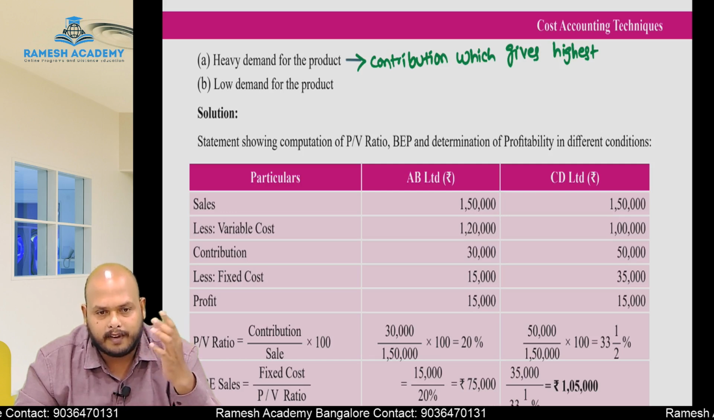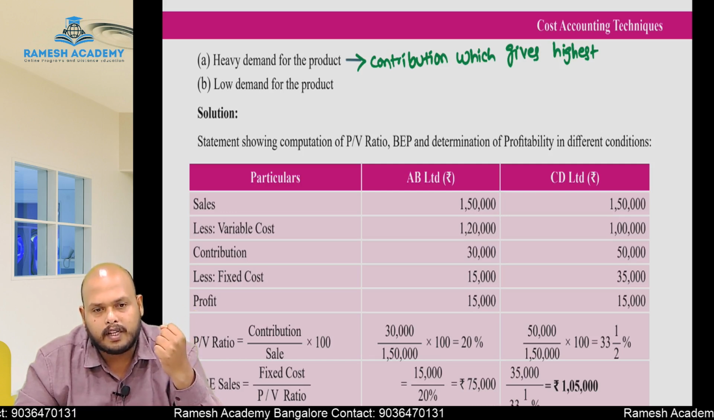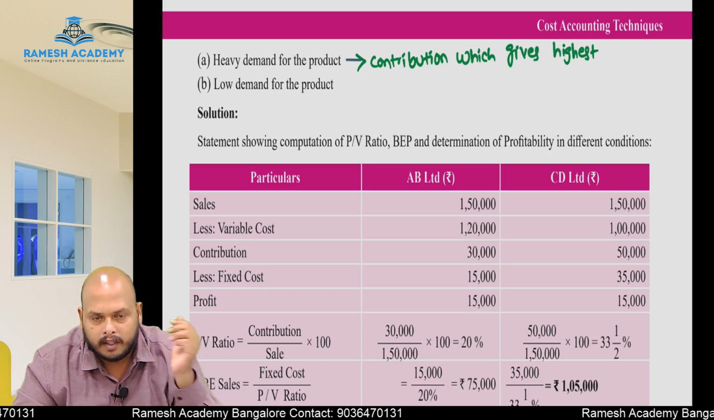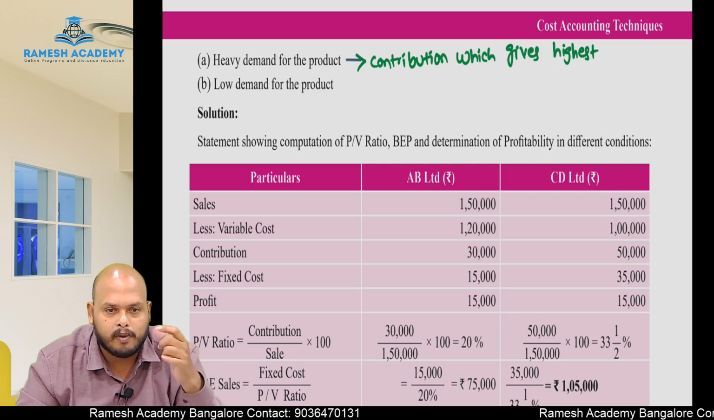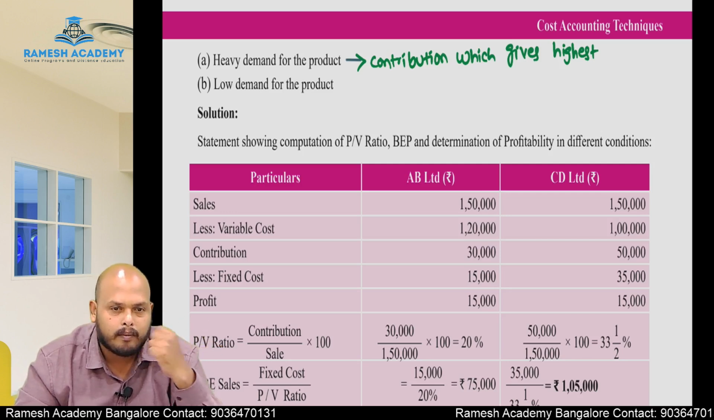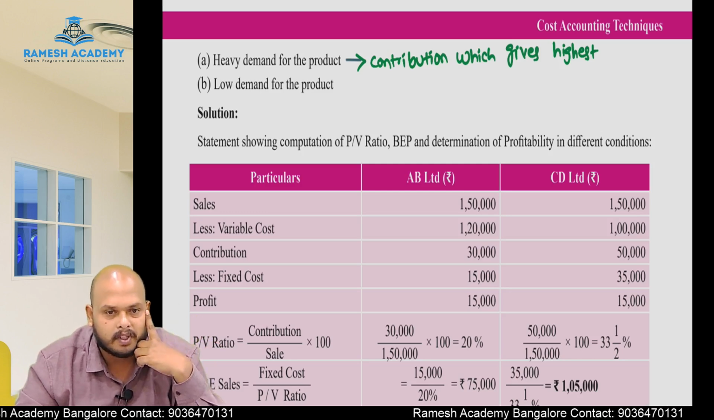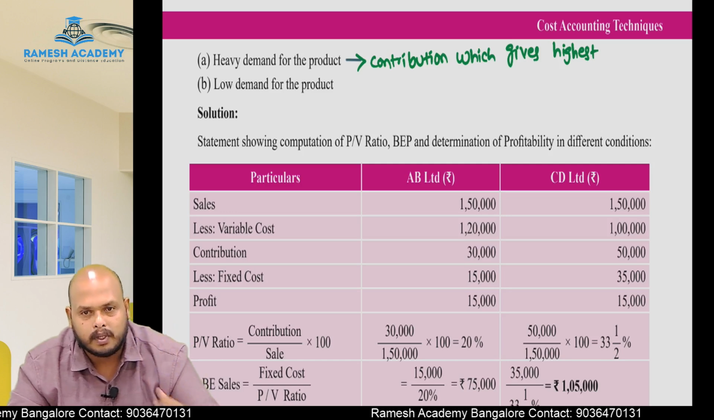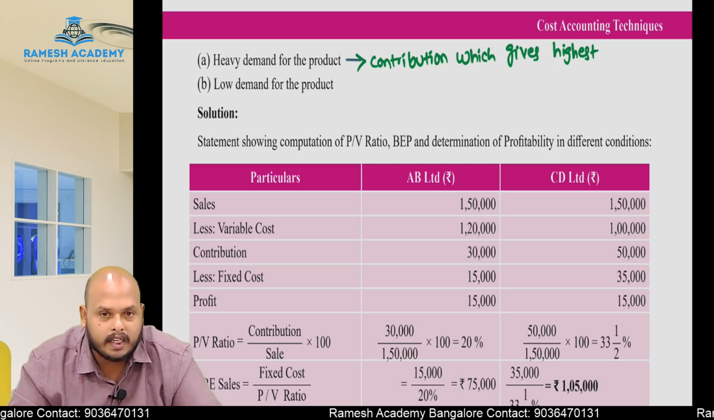Suppose the profit is 5 rupees for Santur soap and 10 rupees for Lifebuoy soap. If a customer comes to the shop and asks for one soap, which soap will you give, Santur or Lifebuoy? Definitely you will give Lifebuoy, because the profit margin is higher in that soap. Like that, we choose the one that gives the highest contribution.